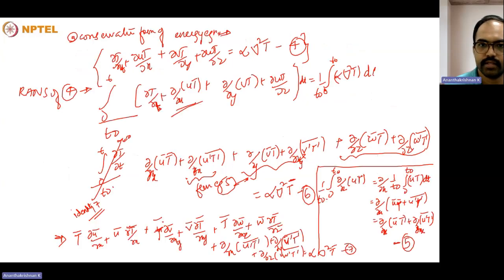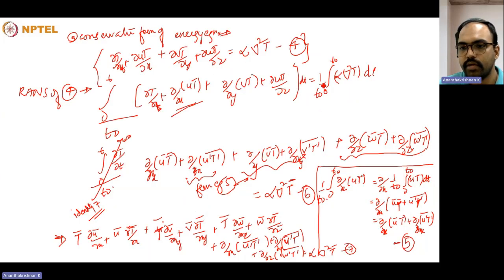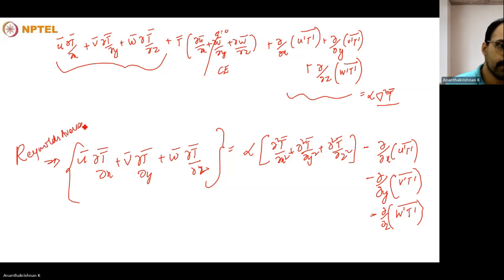So that is the time average form of the energy equation. We have started from the non-conservative form of the energy equation, and we applied the Reynolds averaging for this energy equation and used the identities that we have derived in the first question and arrived at the Reynolds average form of the energy equation. This is the Reynolds average energy equation.